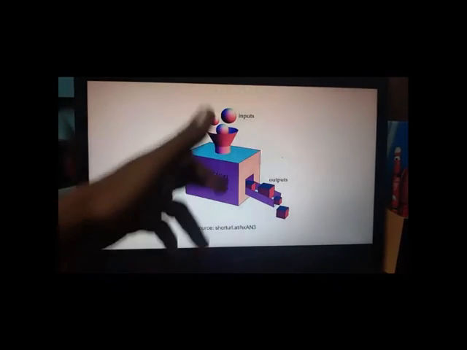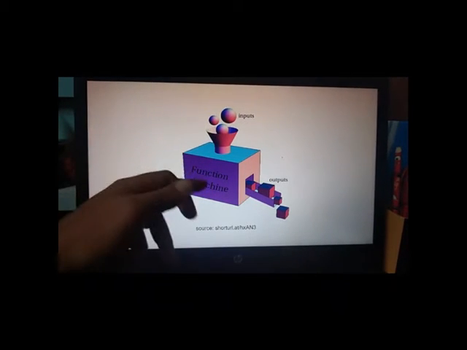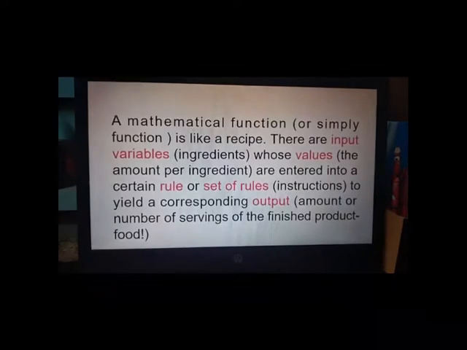Okay, same also with the concept of a function. Here you have the function machine. You have the input, then the machine will process that one, and you will have your output. You have your domain, then it will be processed through a rule, and then the output that comes out is in the range.